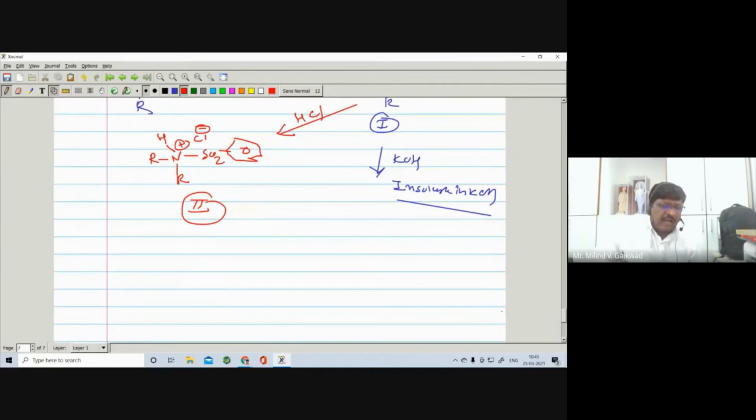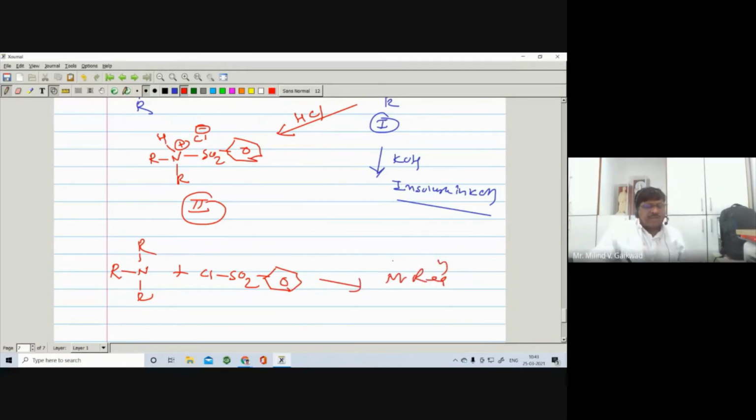Okay, but at the same time, if you treat a tertiary amine, that is R, N, R, here is R. So there is no hydrogen. So this will not react with Cl, SO2 and benzene, means benzene sulfonyl chloride. So in the first step only there is no reaction. So in this way we can differentiate between the primary amine, secondary amine and tertiary amine. So in this way we can write such type of reaction, right? And we can differentiate between the primary amine, secondary amine and tertiary amine.